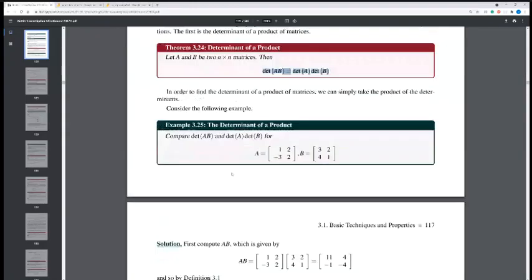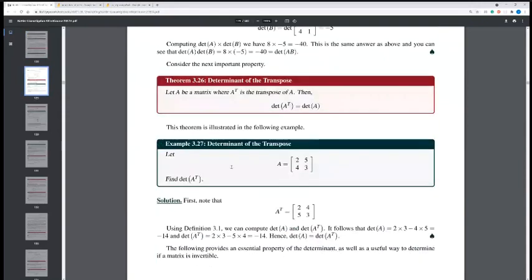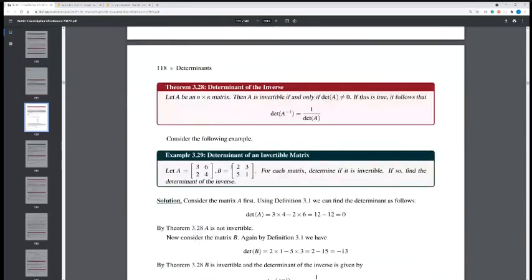Okay, I think we are done with the properties. Let me just check here whether the book is mentioning any other properties. No. Okay, yeah, that's it.